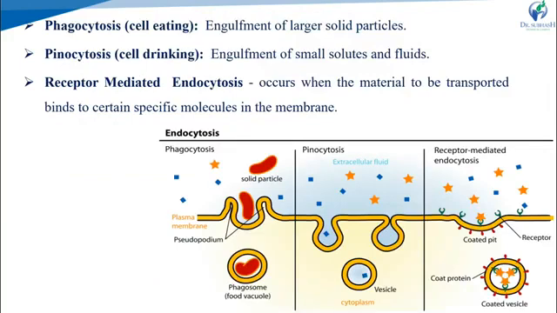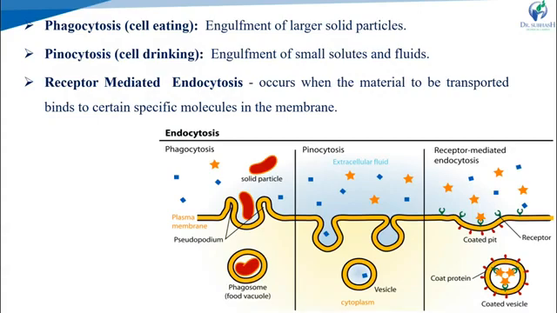Endocytosis is further classified into three parts: phagocytosis, pinocytosis and receptor mediated endocytosis. What is phagocytosis? That is also called cell eating, the engulfment of large solid particles. Pinocytosis is also called cell drinking, the engulfment of small solutes, fluids, liquid-like materials. And the third one is receptor mediated endocytosis.